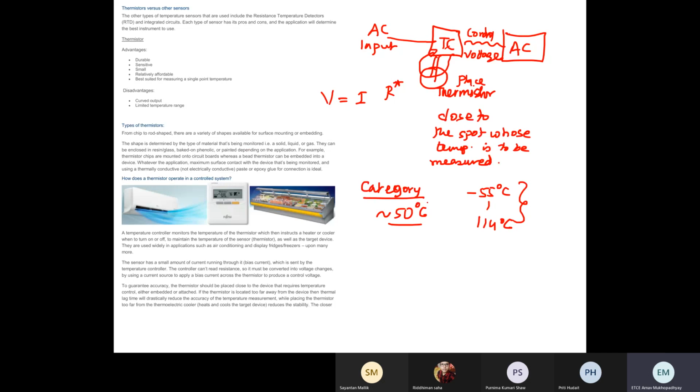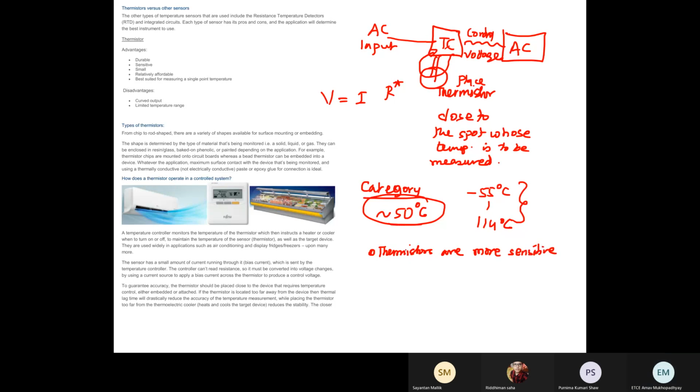But don't let it measure this whole range. Better to measure anything close to its average range, that is the 50 degrees centigrade. That is basically the ideal range. Another point to know is thermistors are more sensitive at low temperature. When temperature is lower, thermistors are more sensitive.